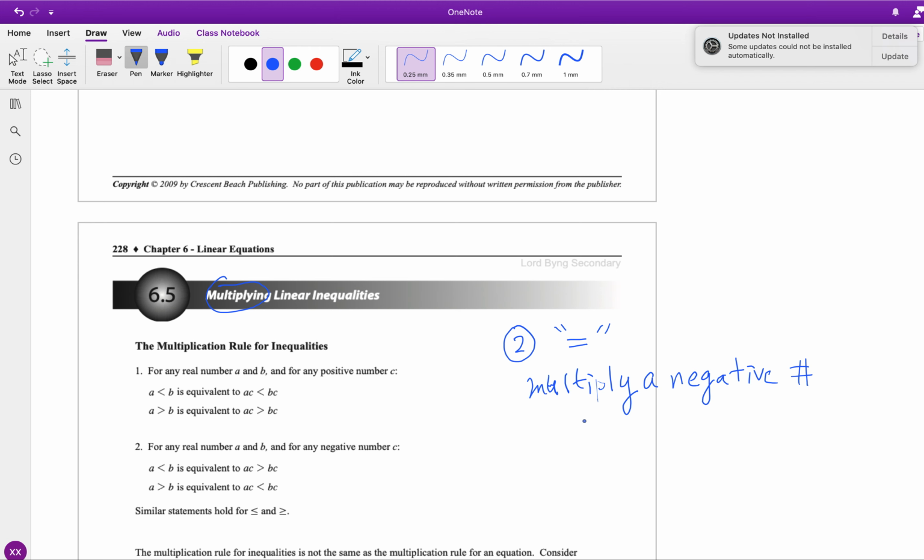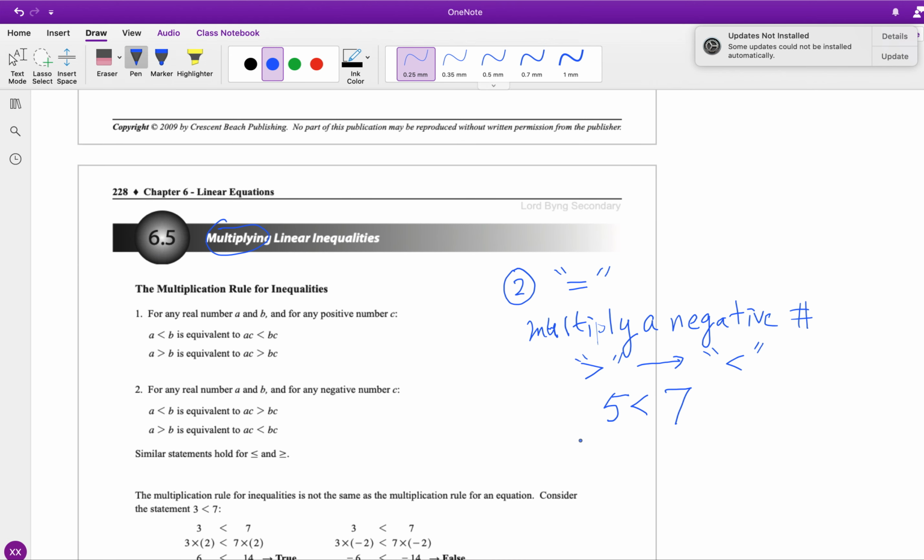If right from the beginning your inequality sign is this, when you multiply or divide by a negative number, you have to remember to switch the inequality sign. Now, why is that? Take a look at this. 5 is less than 7. We all know that, right? Well, how about I multiply -1 on both sides, and it becomes -5, -7. Is this still true? Is -5 still less than -7? No, it's not true. It's completely reversed.